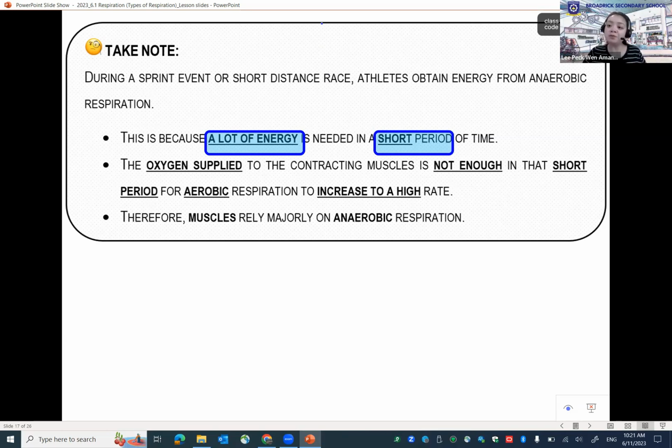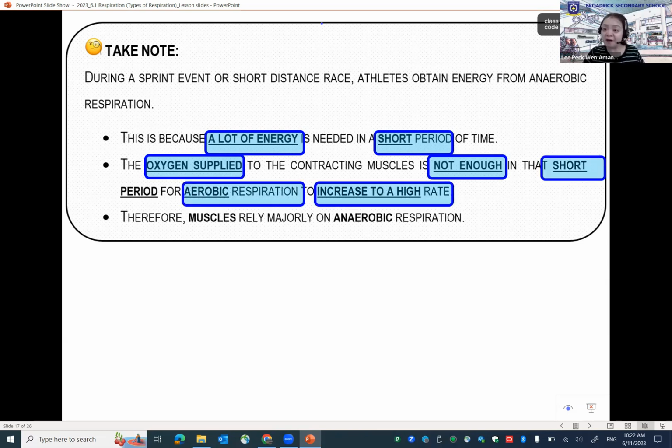So since in a short period of time you need a lot of energy, all right, the oxygen supply, because of the limit of your breathing and your heart rate, is not enough. Okay, in that short period of time, like in 10 seconds, 15 seconds, definitely you cannot supply maximum oxygen. Okay, it's not possible. So therefore, there is also a limit to how fast your aerobic respiration can take place. So that is why the muscles will then have to rely a lot on anaerobic respiration. Okay, so you may want to take note of this box found at the bottom of page 7.